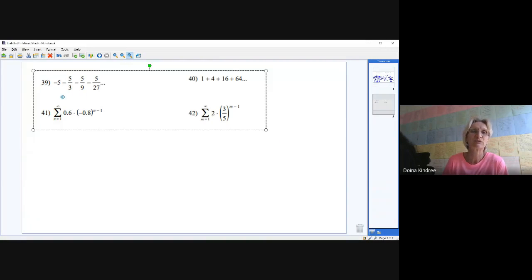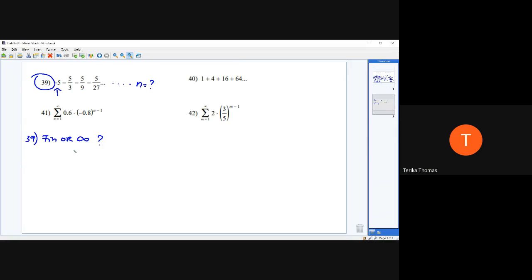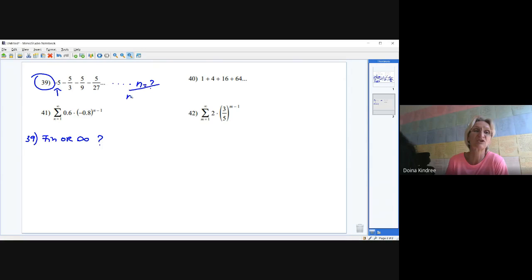So let's see what we are reading here now. You'll be asked to calculate the sum of this series, okay? Series 39, all right? So what am I reading at 39? Let's identify, is it finite or infinite? So does it ever stop? Do I see an n equals something? No. So n is actually infinity. So this is infinite, okay?